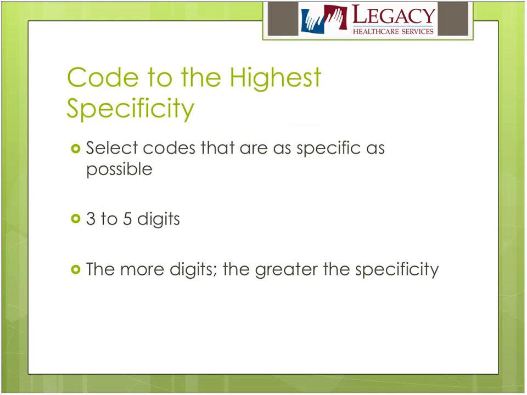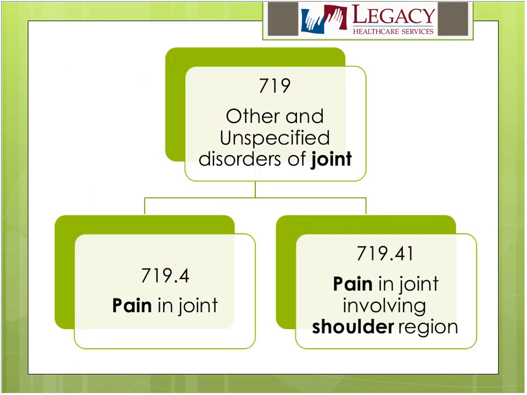All right, coding to the highest specificity. So we want to select codes that are as specific as possible. Like I mentioned earlier, codes are between 3 and 5 digits. The more digits a code has, the greater the specificity. So as an example, 719, the definition of that is other and unspecified disorders of the joint. So we really don't know what's going on in the joint. We just know that it's a joint. We don't know where in the body. So it's very vague in its description.